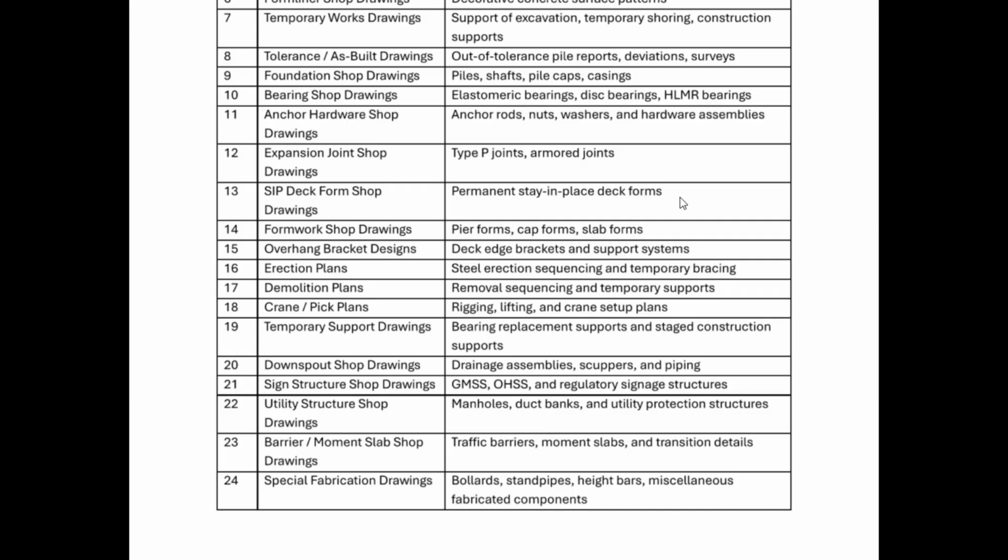For this, you can expect drainage assemblies, scuppers, and pipes. Number 21, sign structure shop drawing. You can expect GMSs, OHSs, overhead sign structure, and regulatory signage structures. For utility structure shop drawing, you can expect shop drawing which includes manholes, duct banks, and utility protection structures. Number 23, barrier or moment slab shop drawing. For this, you can expect shop drawing related to traffic barriers, moment slabs, and transition details. Number 24, special fabrication drawings, that includes bollards, standpipes, height bars, miscellaneous fabricated components.